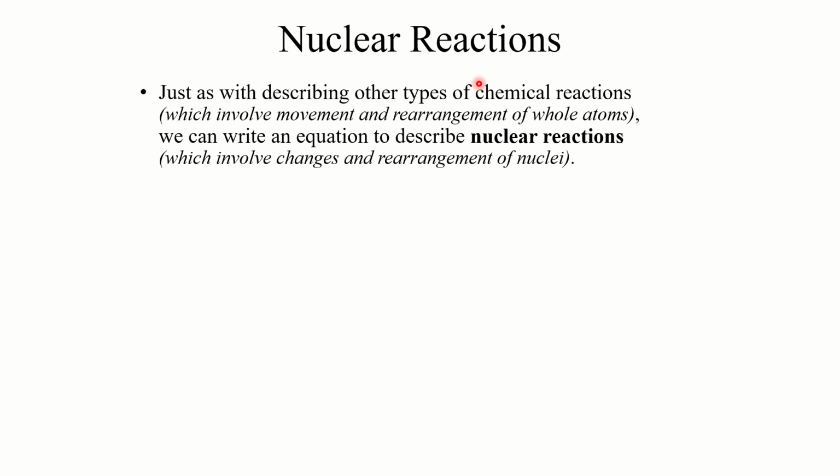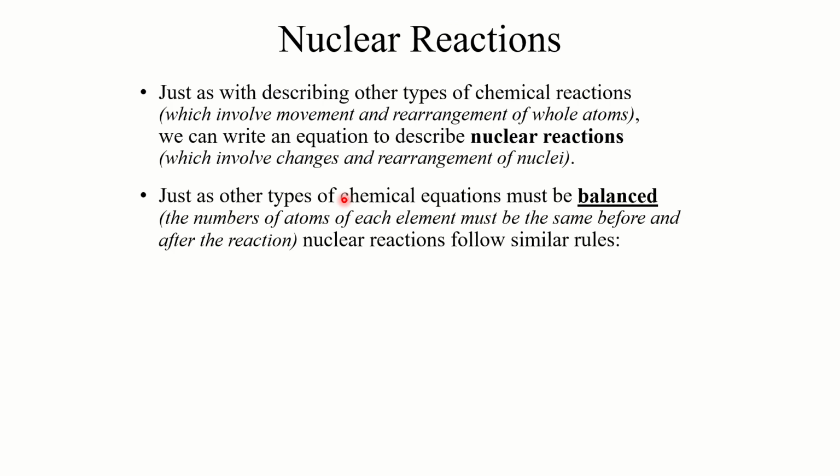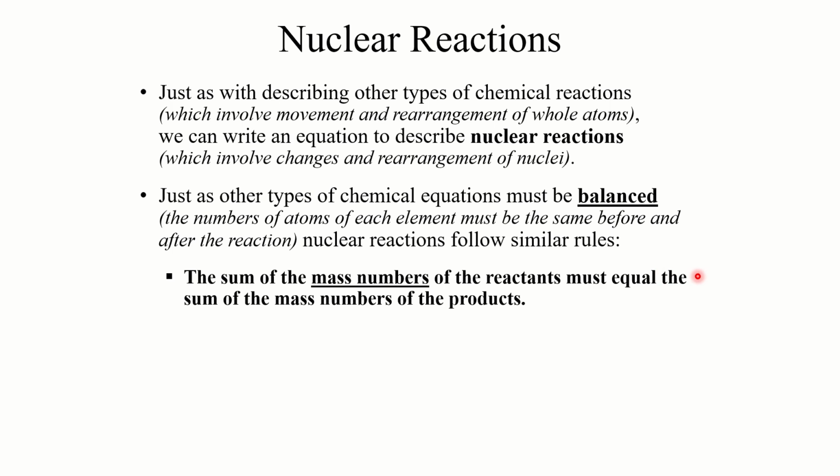So just as with describing other types of chemical reactions, which can involve movement and rearrangement of whole atoms, we can write an equation to describe nuclear reactions, which involve changes and rearrangements of nuclei. So just as other types of chemical reactions must be balanced, where we have the same number of atoms of each element on both sides, nuclear reactions follow similar rules. Here, though, it's a little different because the atoms will change. We're not going to balance the number of atoms. Instead, we're going to balance the mass.